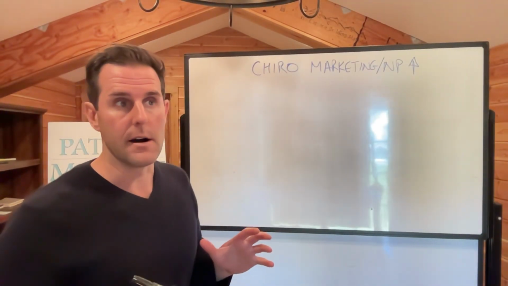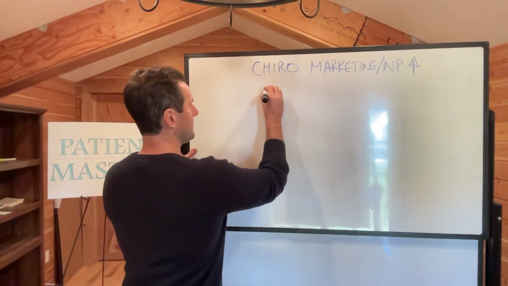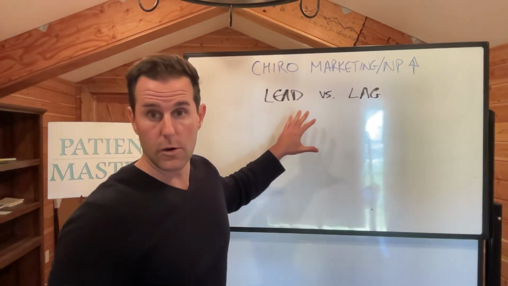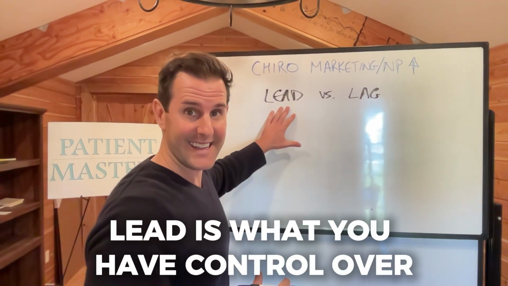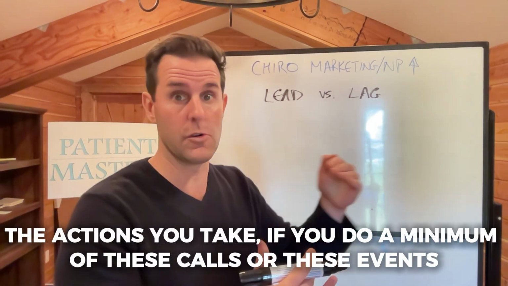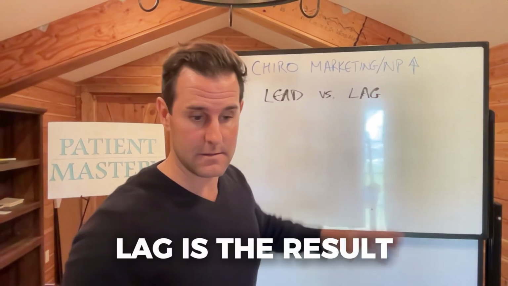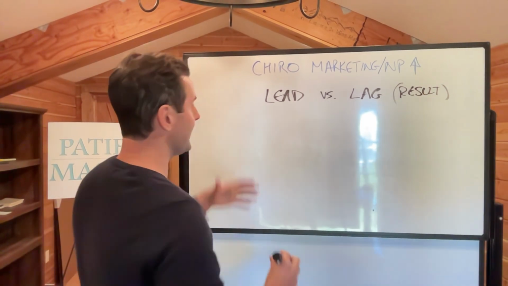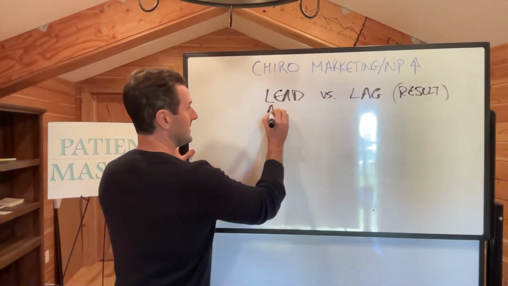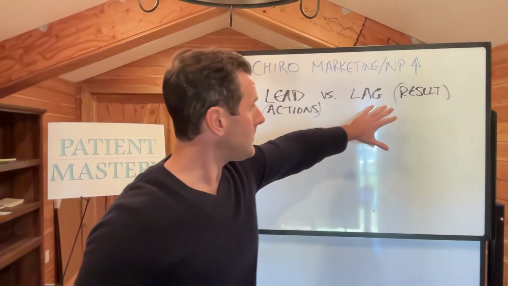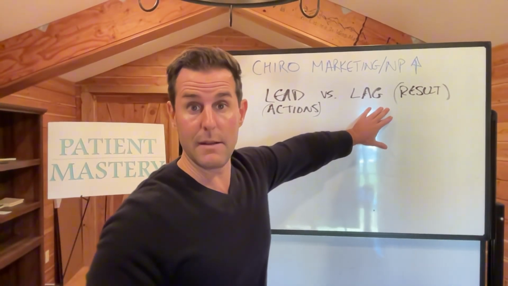You may have heard of the concept of lead versus lag. So lead and lag, these are stats. Lead is what you have control over, the actions you take. If you do a minimum of these calls or these events, that's lead. Lag is the result, which you don't have control over, but those are an indicator like stats. Lead, let's say, are actions.